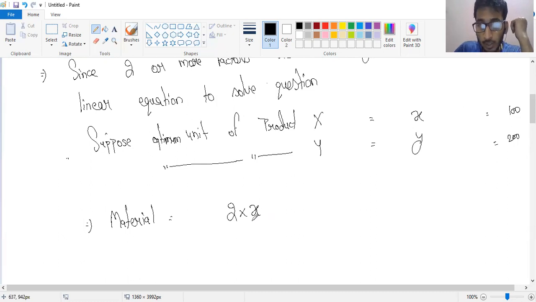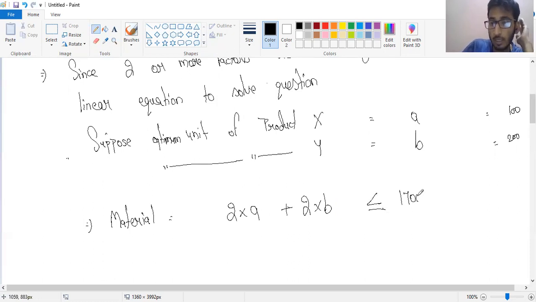So for manufacturing units of product X, rather than writing X and Y, it would be confusing because the product names are also X and Y. So rather than X and Y, we'll say A and B. I think that would be easier to understand. So 2 multiplied by A plus 2 multiplied by B should be less than or equal to 17,000. Because the maximum available material to us is 17,000 kg, we cannot spend more than 17,000.